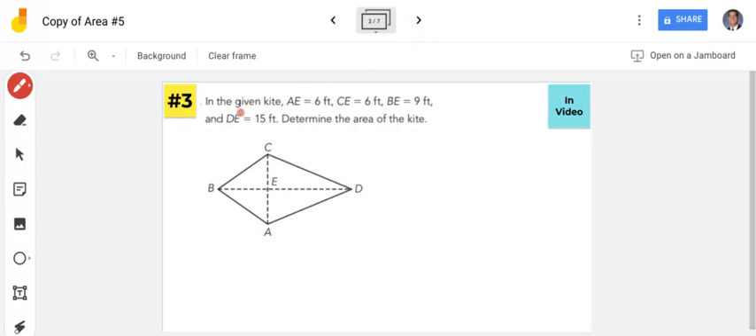Okay, number 3, here we have a new figure, a kite. Now it says that AE, so from A to E right here, that is 6 feet. Okay, from C to E is also 6 feet. It says BE is 9 feet. So from B to E, this part right here is 9. And then from D to E is 15. So from D to E, that is 15. Determine the area of the kite is what it says.